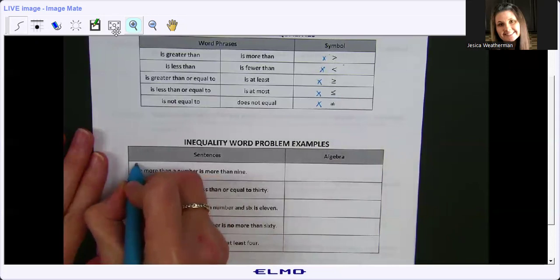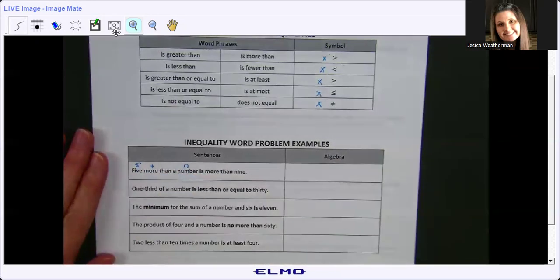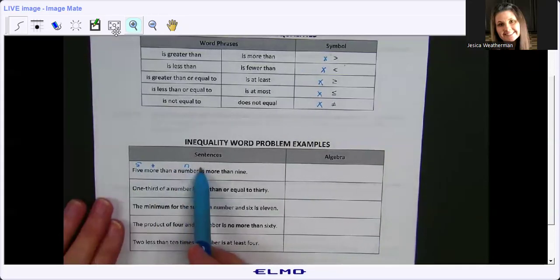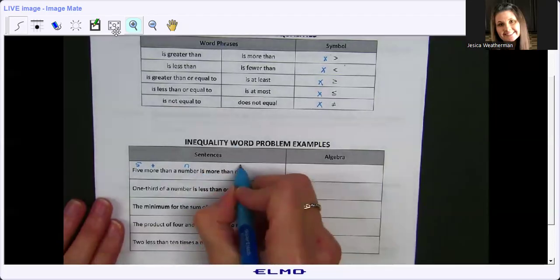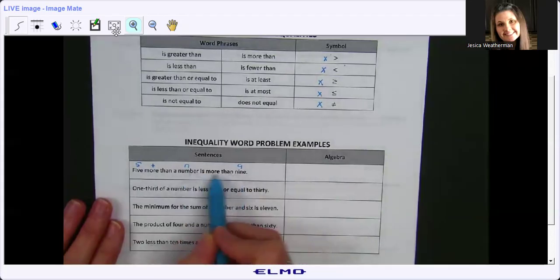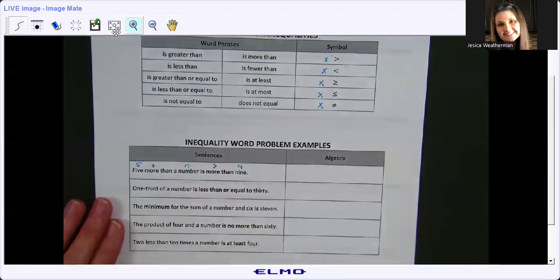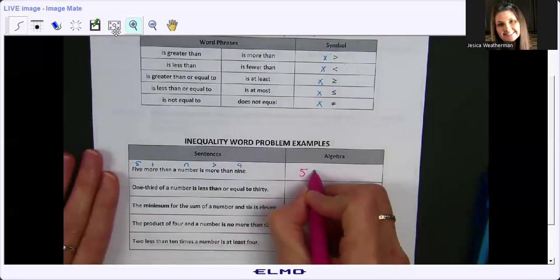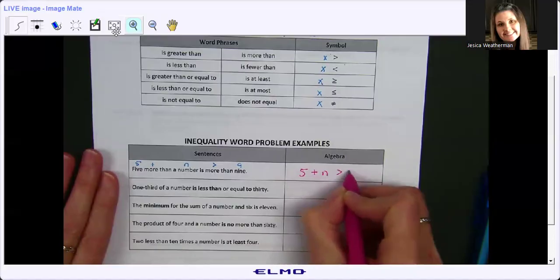So 5 more than a number is 5 plus a number. And then is no more than. So this section cannot be more than 9. No, is more than 9. Did I say no more than? I meant more than. Is more than 9 means that it is greater than. Now, it doesn't say is more than or equal to, or is at least. So I do not have an inequality symbol there. So we would write this as 5 plus n is greater than 9.